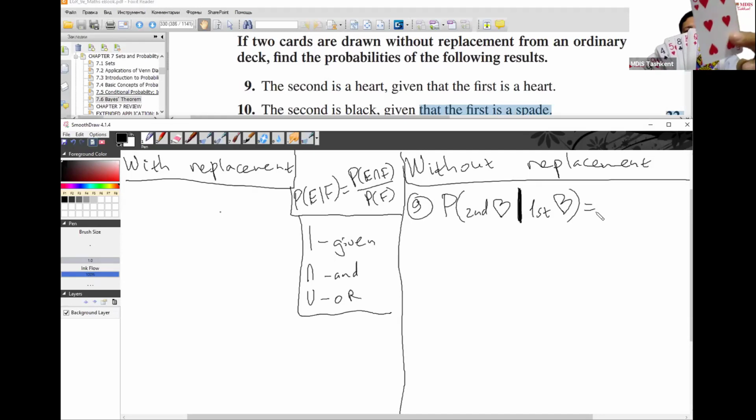So the first one is heart, and after choosing the first card, it says without replacement. That means you don't put it back, you just throw it. Now, how many cards are left? 51. And how many hearts are left? There were 13, but I took out one heart, so 12 hearts left, and 51 cards left. So the probability of picking a second heart is 12 over 51.